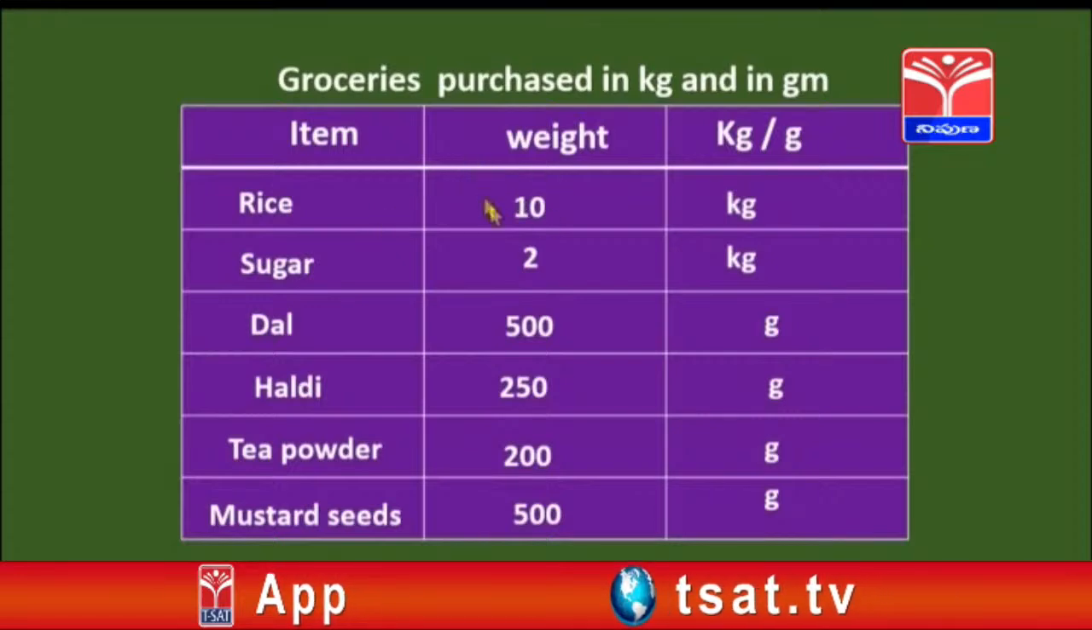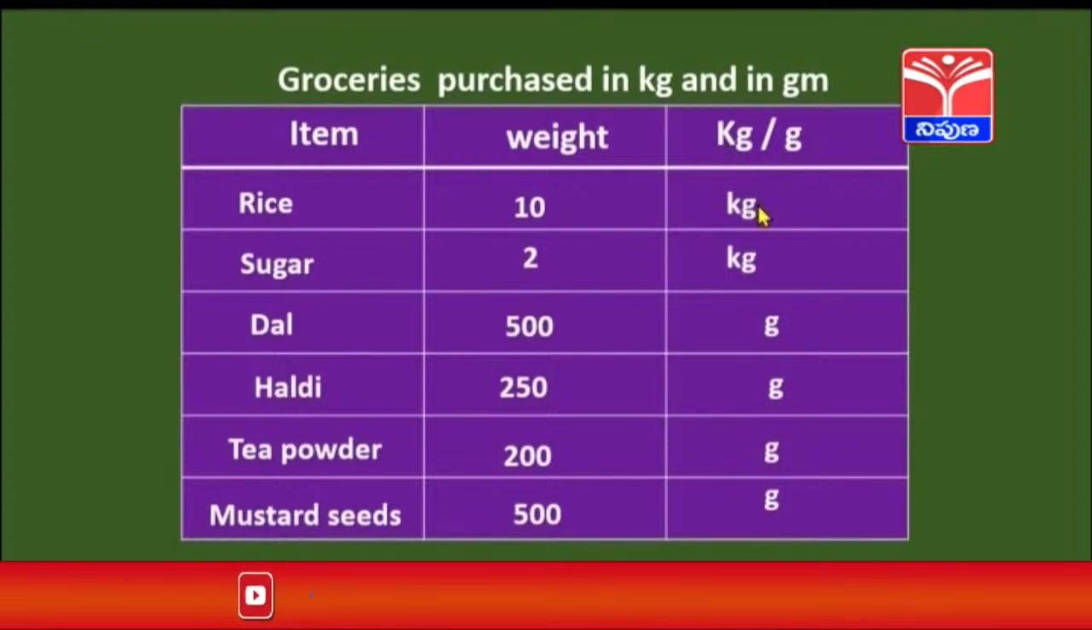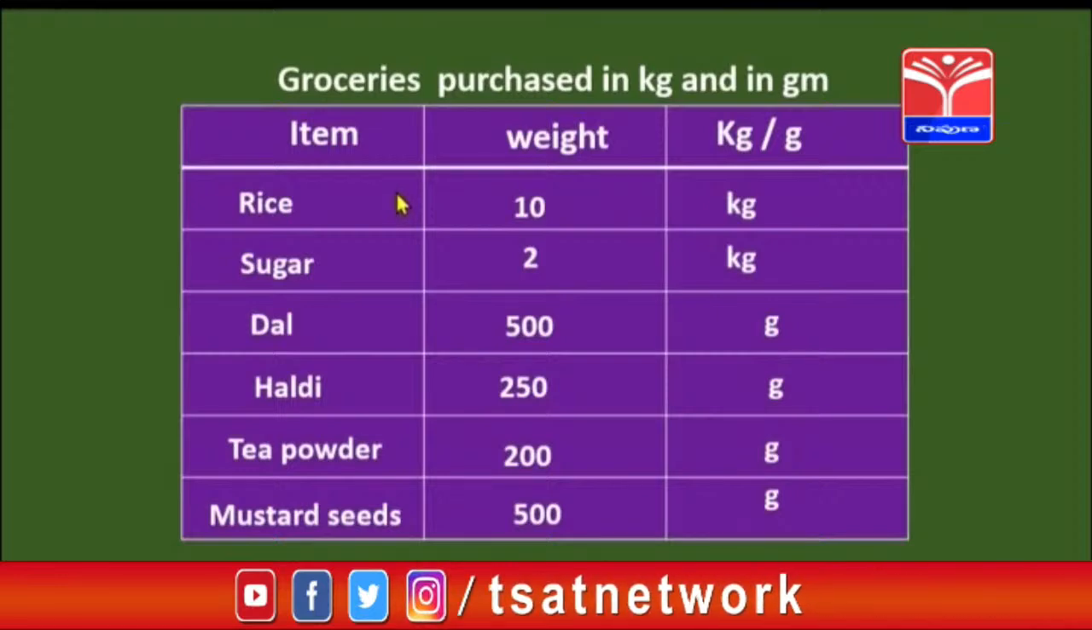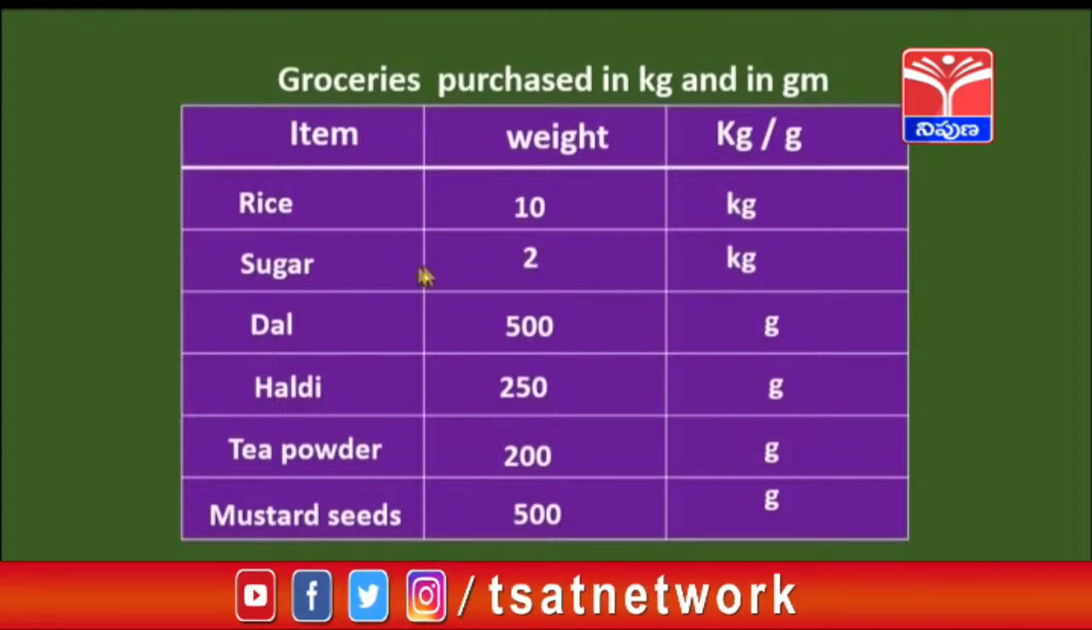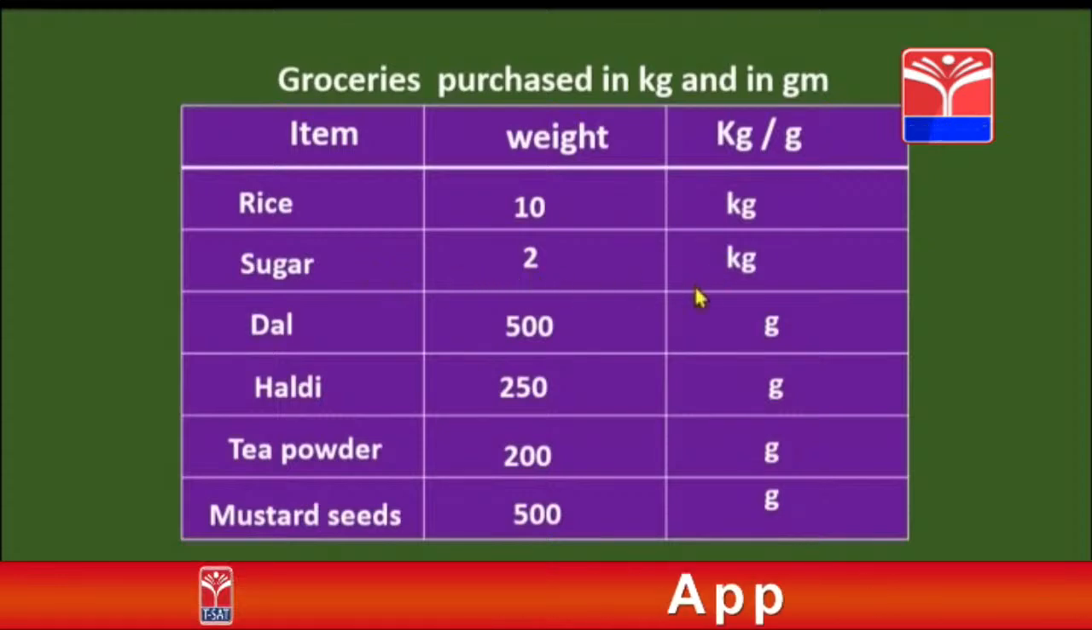Children, what do we understand by this 10? Yes, is it kilograms or grams? Children, when we buy rice, we buy in kilograms, right? We do not buy rice in grams. So, 10 kilograms. And look at the sugar. Sugar is 2. 2 means 2 grams. 2 grams means only half a spoon. No, we do not buy sugar half a spoon, right? Yes, we buy sugar in kilograms, 2 kilograms.